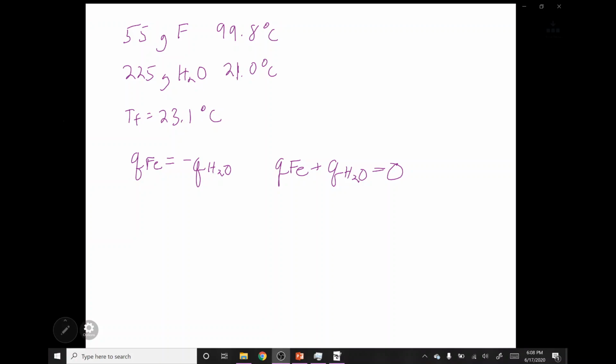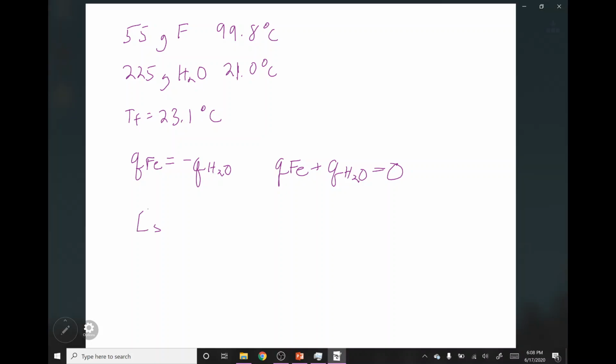Okay, and what we want to know is what is CS for iron. I'm going to write it up here just for space. So how can we solve this?